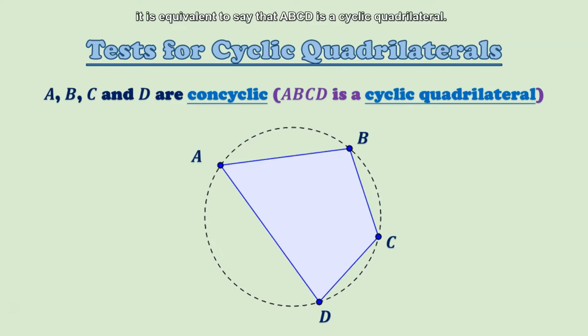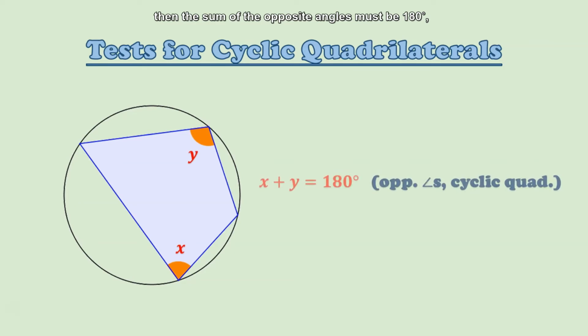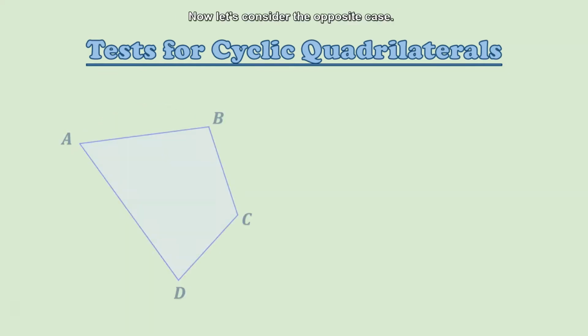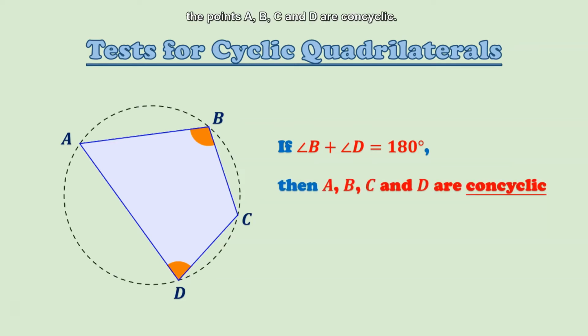a cyclic quadrilateral. In the last video, we have learned that when we have a cyclic quadrilateral, then the sum of the opposite angles must be 180 degrees, and the reason is opposite angles cyclic quad. Now let's consider the opposite case. Suppose we have a quadrilateral and we want to know whether it is a cyclic quadrilateral. If it is given that the sum of the opposite angles is 180 degrees, then we can actually conclude that the points A, B, C, D are concyclic. That means A, B, C, D is a cyclic quadrilateral. And the reason is opposite angles supplementary. Supplementary means the sum is 180 degrees.